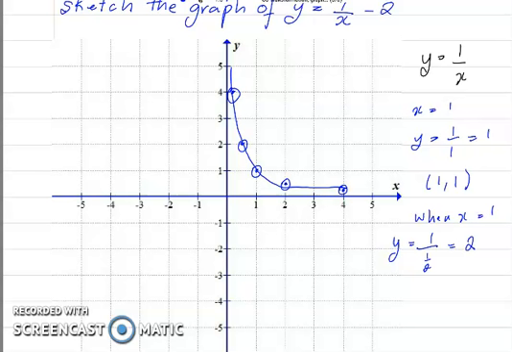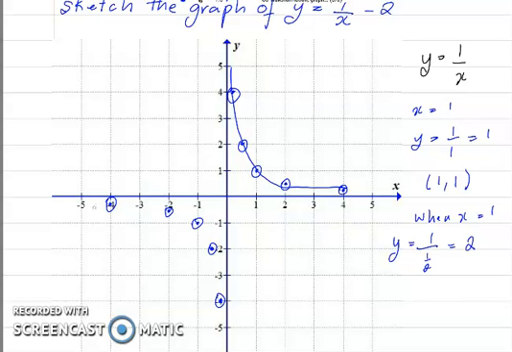Negative values. When x is minus 1, again, y is minus 1. So that's that point here. When x is minus 1, y will be equal to 1 over minus 1, which is still minus 1. When x is minus 2, you're going to have 1 over minus 2, which is minus a half. Here, a quarter here. When x is a half, you're going to get minus 2 here. A quarter, you're going to get 4. So something like that.